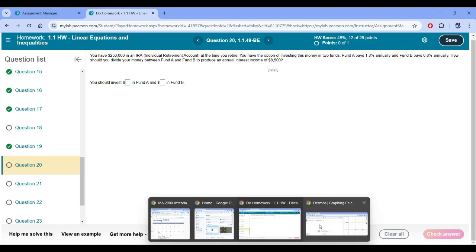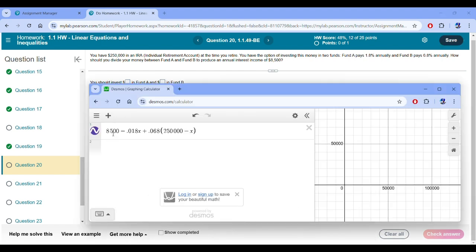Let me pull up Desmos one more time. The interest that you plan on making is equal to the interest rate times one account plus the interest rate with how much money you have to invest minus the amount you invested in the first account.